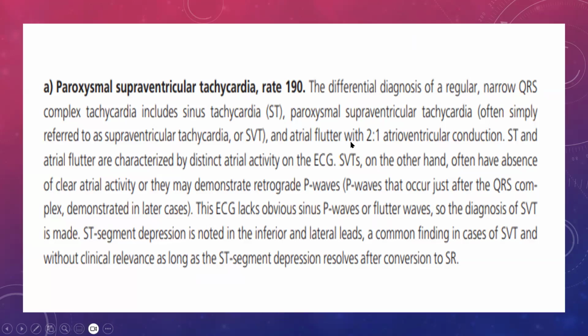You can get atrial flutters, but please don't worry about that. We will get to that. Let's just get to the other things that it can be. The ECG lacks obvious P waves or flutter waves, so the diagnosis of SVT is made. ST segment depression is noted in the inferior lateral leads. It's a common finding of SVT without clinical relevance, as the ST segment depression resolves after conversion.